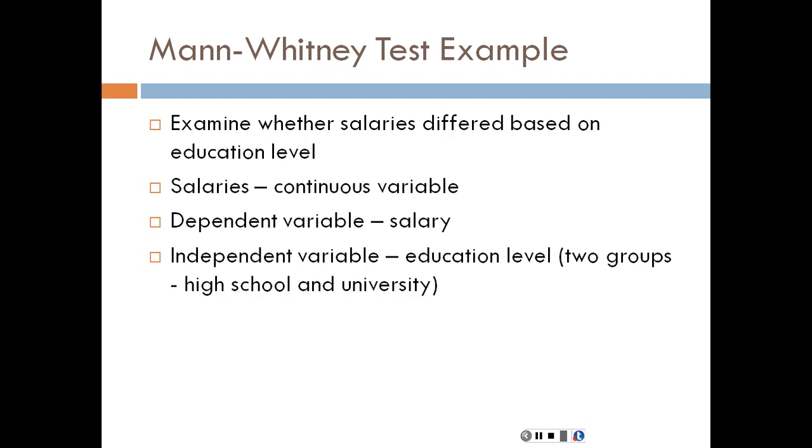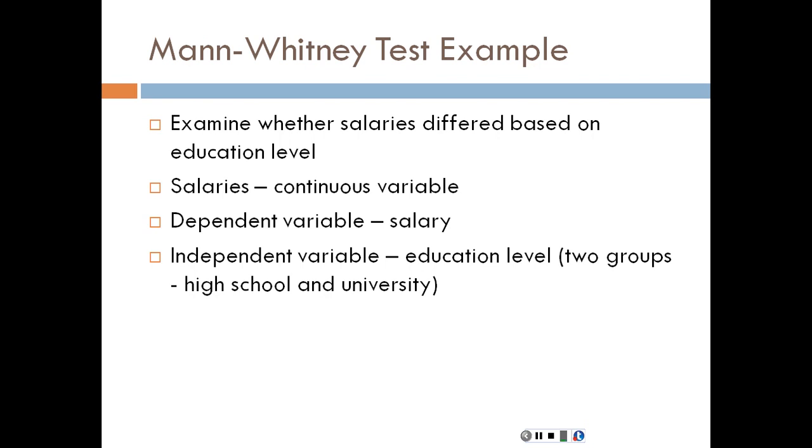Another example of when we can use the Mann-Whitney test: what if we want to examine whether salaries differed based on education level? So again, salaries would be my continuous variable, and it's also my dependent variable. Salaries is continuous because it's a number. The dependent variable is salary, my outcome variable, because my independent variable is education level. That is what's influencing the salaries.